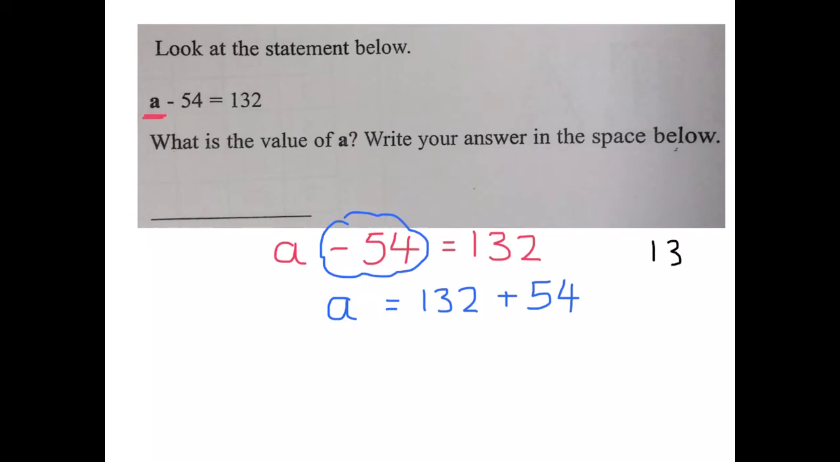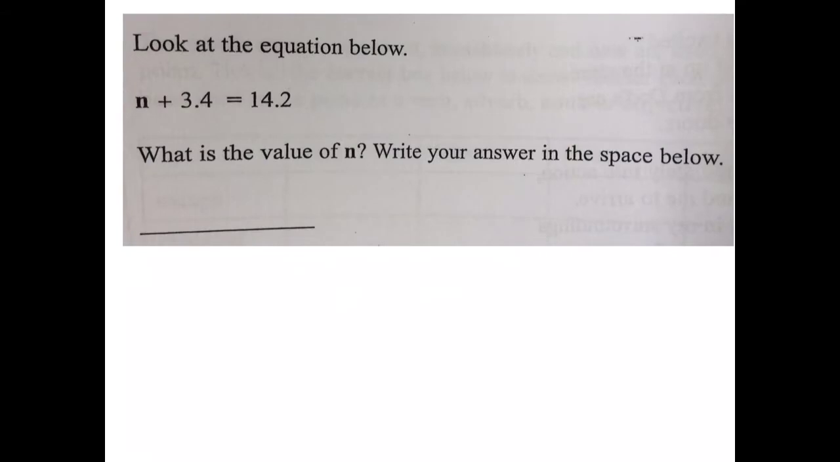So 132 plus 54. 2 and 4 are 6, 3 and 5 are 8, and 1 and 0 is 1. So the value of A is 186. Look at the equation below. N plus 3.4 equals 14.2. What is the value of N?